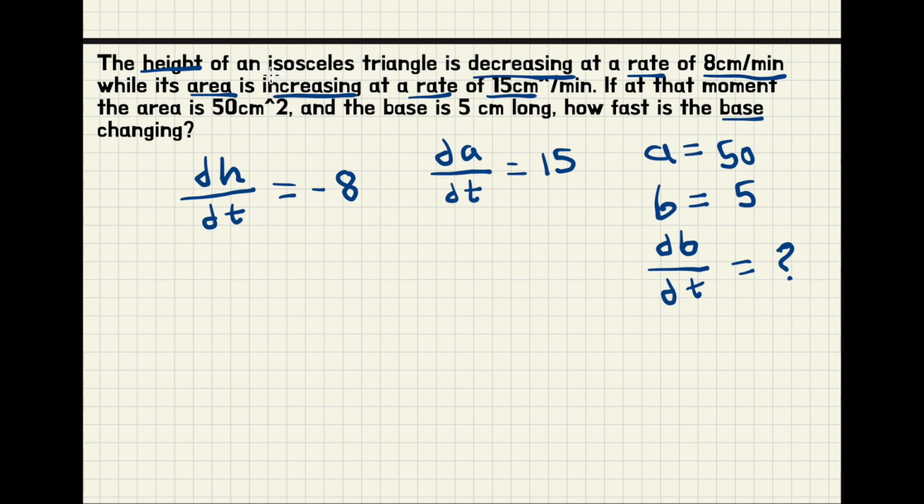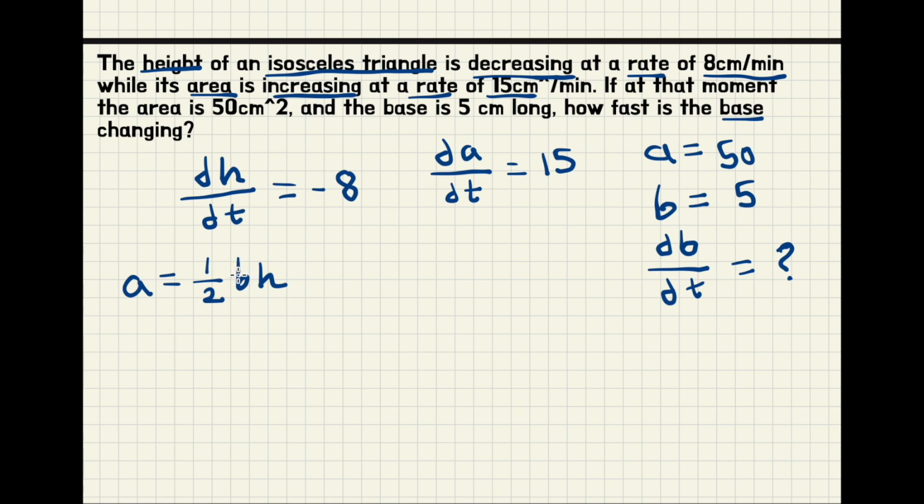What's an equation that contains our height, our area, and our base of an isosceles triangle? We can use the area of a triangle. The area of a triangle is equal to half B H. That's the formula for the area of a triangle.